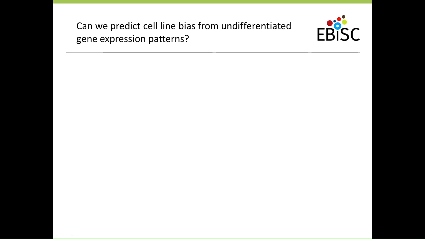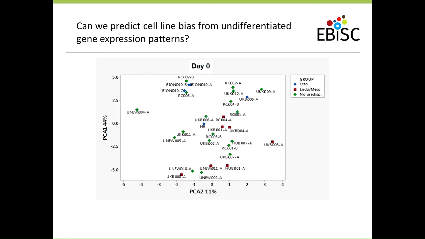So then the question we want to ask is, well, can we predict then from undifferentiated cell gene expression patterns how these cells are going to behave if you differentiate them in this system? So this is the day 0 PCA of undifferentiated cells, and you can see we've now put the cell lines into their different colorings, and the answer is not really.